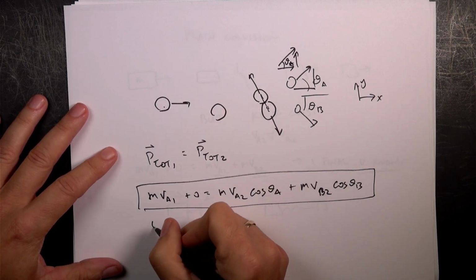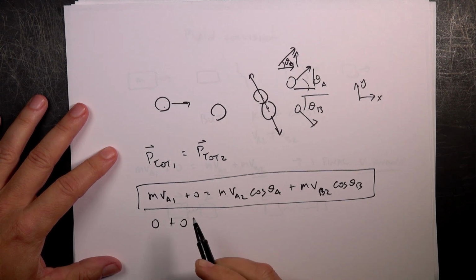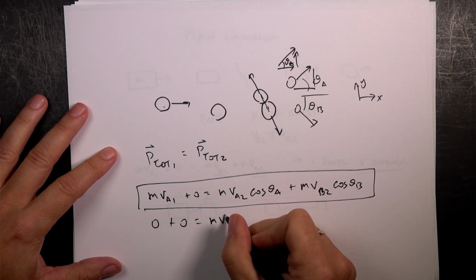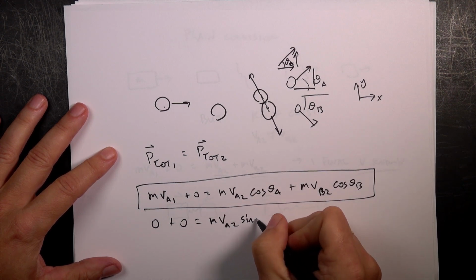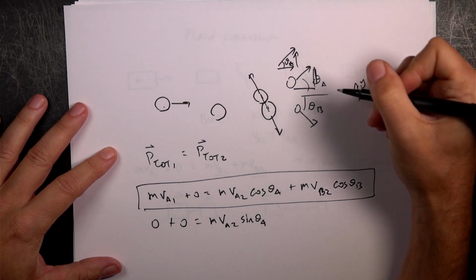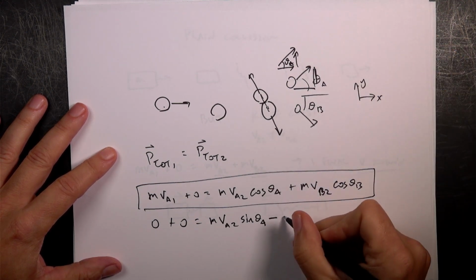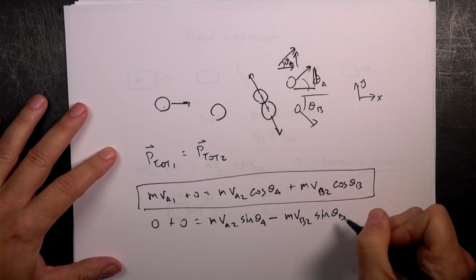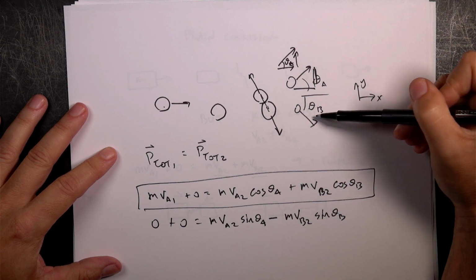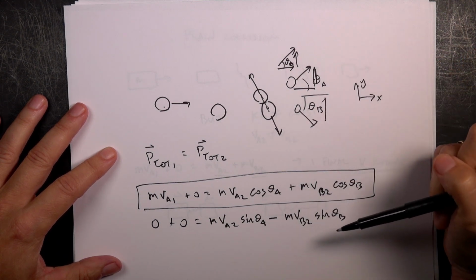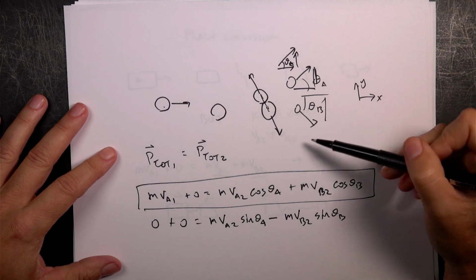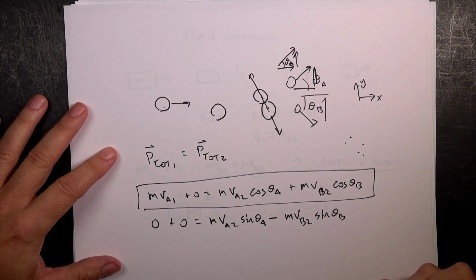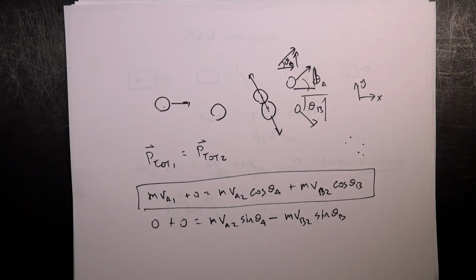So this one has 0 momentum in the y direction before the collision. Afterwards, here's a little tricky part. I'm going to have m v_a2 sine theta A, right, because that's the sine of the angle, minus m v_b2 sine theta B. Why is it minus? Because this has a velocity in the negative y direction. It depends on how you measure that angle, but I know that's moving in the negative y direction, so I better make sure it has a negative component of momentum.